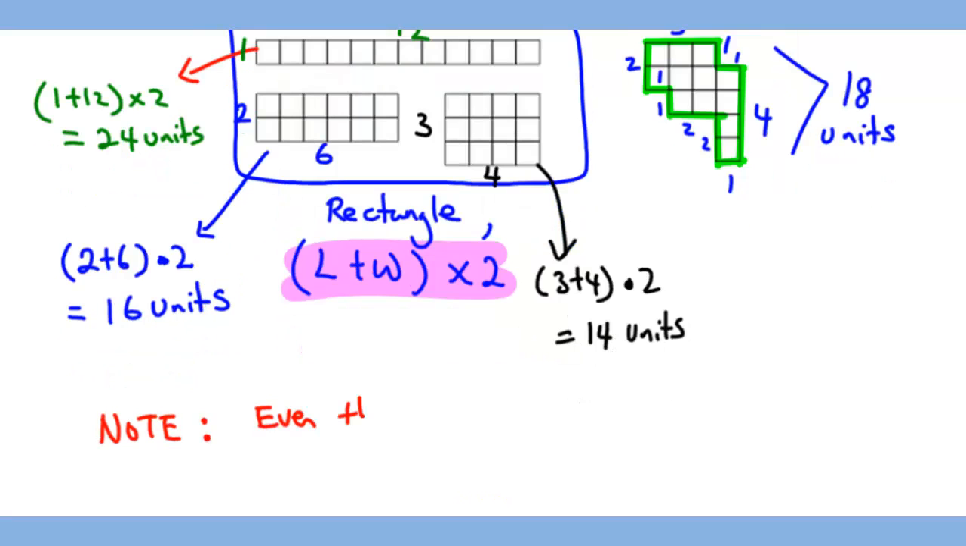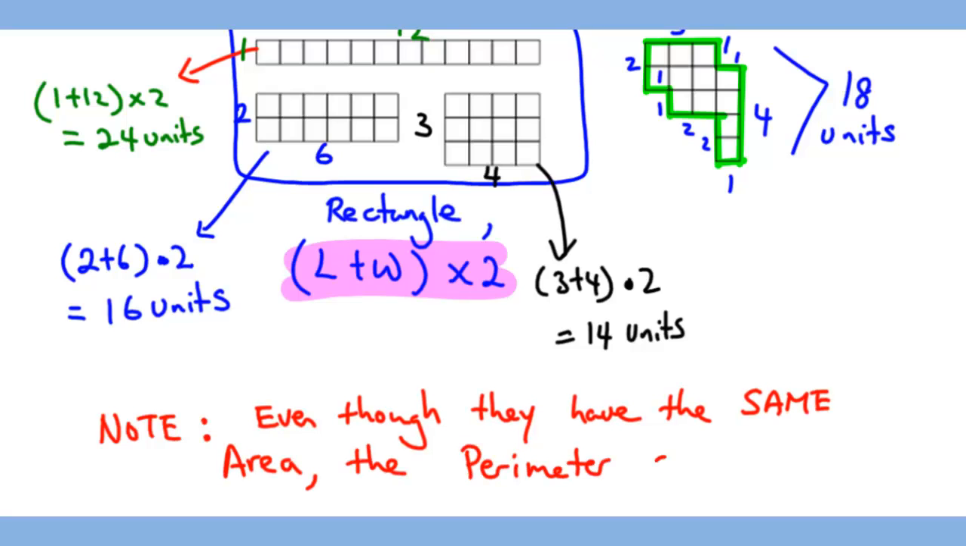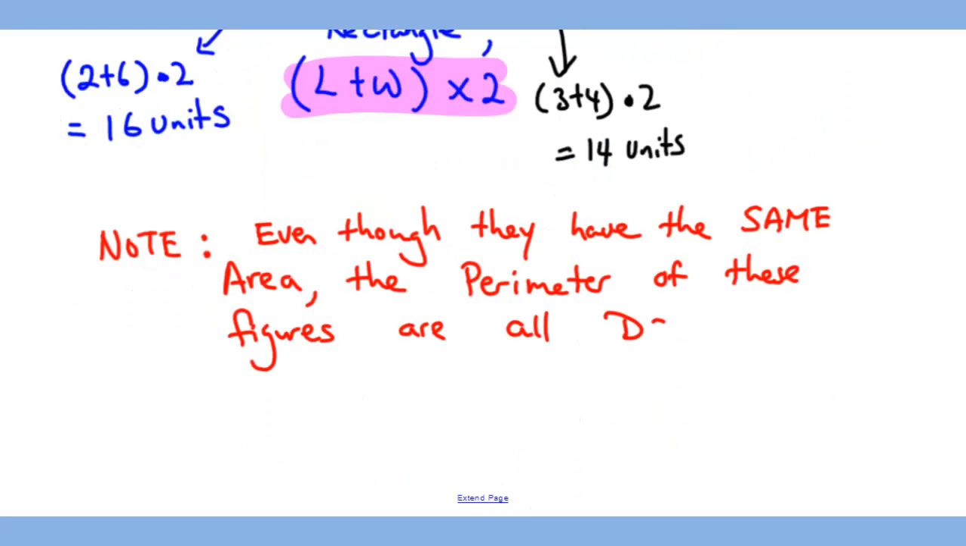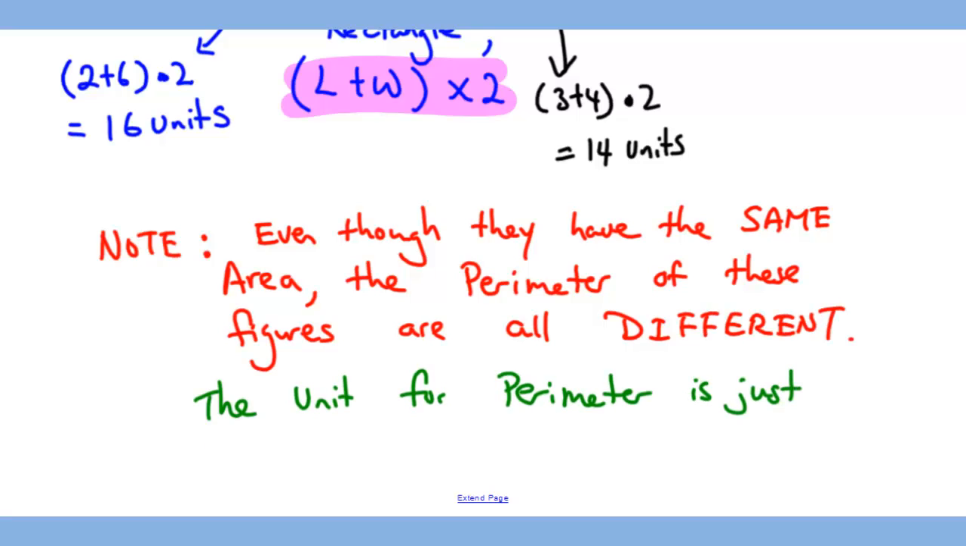So 2 notes for this slide is that even though all the examples used have the area of 12, every single one of them has a different perimeter, and the unit used for the answer for the perimeter is just the unit itself, no squared again.